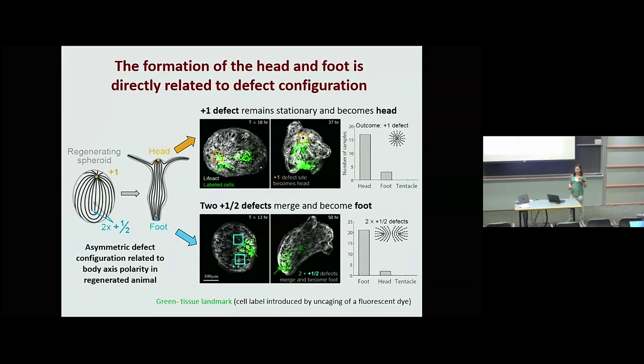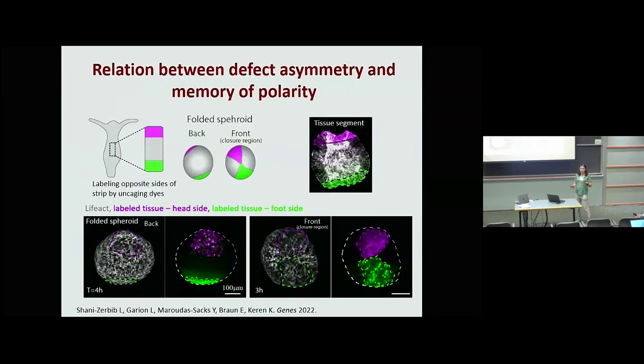And in fact, we can even follow the cells that are located at this site of the defect by inserting a photoactivatable dye and then selectively labeling a group of cells. And we can see that at these +1 defects, it's in fact the same group of cells that is located at the site of the defect and will become the site of the head. Okay, so an interesting question that remains is how this asymmetry in the defect configuration, which is related to the polarity of the animal, is related to the polarity of the original animal from which the tissue was taken.